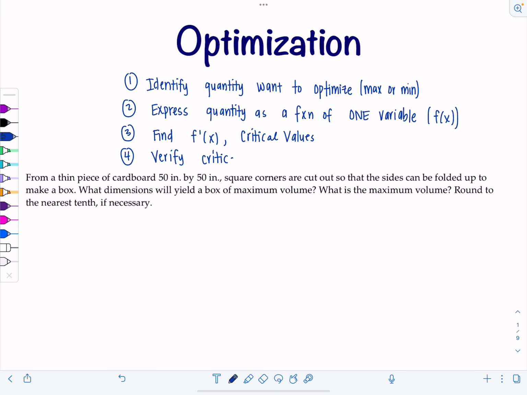and then the last thing, don't forget to do this: verify that your critical value yields the max or min desired. And this can be done a couple ways. All right, so let's just jump into some examples now. I don't number as I go. If you want to number step 1, 2, 3, 4, cool, but I like to just kind of feel it. Here we go.